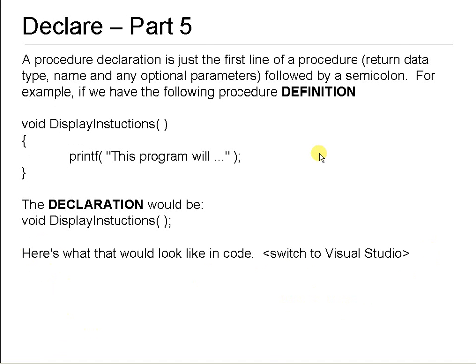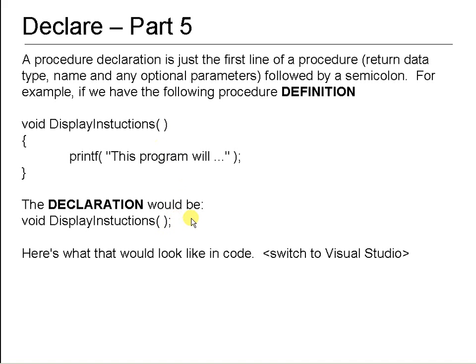A procedure declaration is just the first line of a procedure: the return data type, the name of the procedure, and then the optional parameters in parentheses, followed by a semicolon. Now, for example, if we have the following procedure definition, void displayInstructions, open curly brace, printf, close curly brace, the declaration that we have to give to the compiler is void displayInstructions and a semicolon. Notice the semicolon at the end of the declaration, but not at the end of the definition.